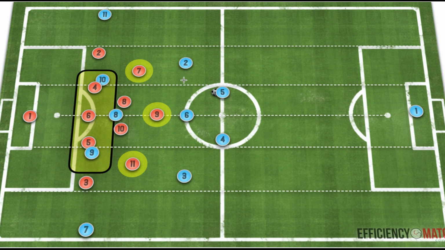And now the key for the low block is the amount of space in behind, but also how well the team implements their rest defense. This is simply their players in possession that are there for circulation, and when they lose the ball, they cover the outlets so the team defending can't effectively transition offensively into an attacking phase.